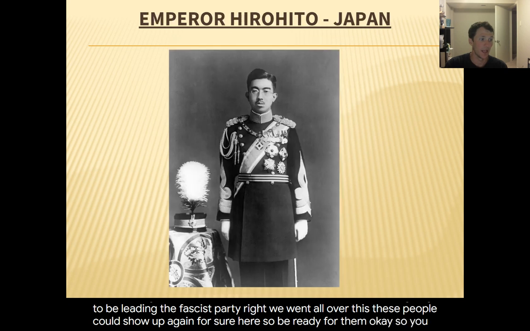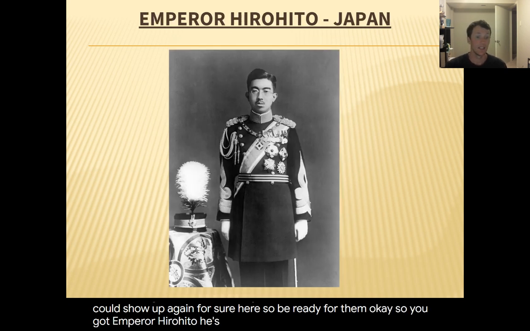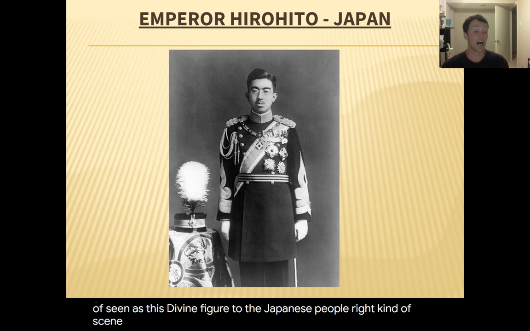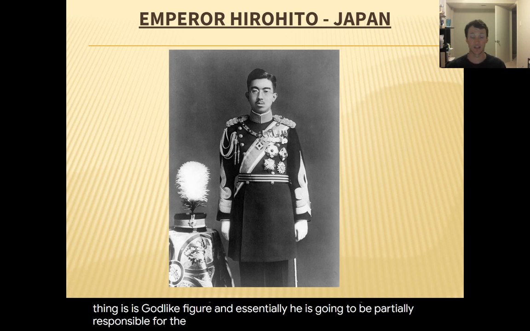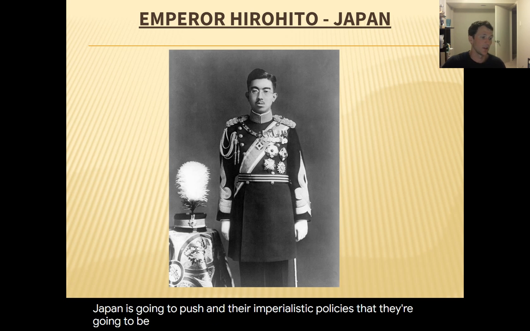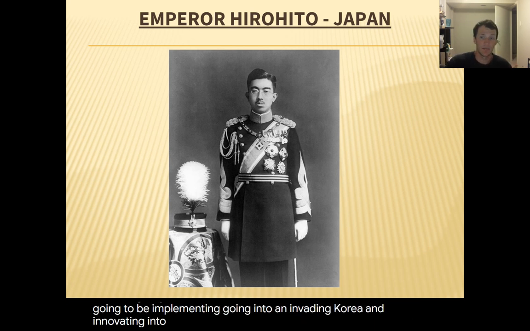Okay, so you got Emperor Hirohito. He's the Emperor of Japan, obviously. He is kind of seen as this divine figure to the Japanese people, right? Kind of seen as this godlike figure, and essentially, he is going to be partially responsible for the extremely nationalistic policies that Japan is going to push and their imperialistic policies that they're going to be implementing going into and invading Korea and invading into China and Manchuria, right?